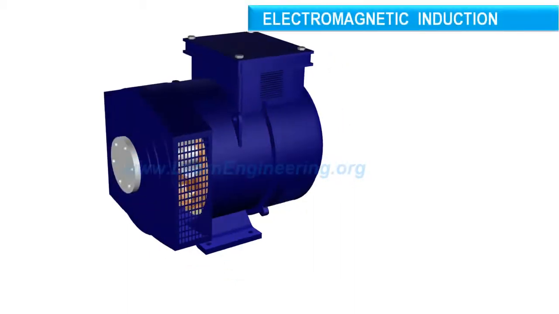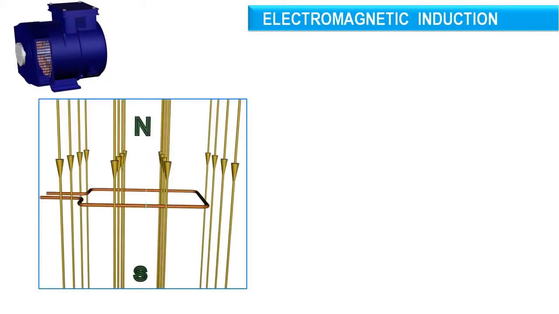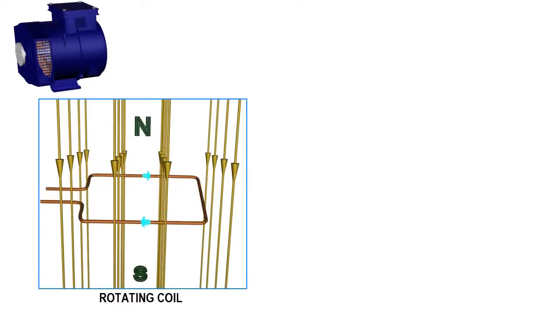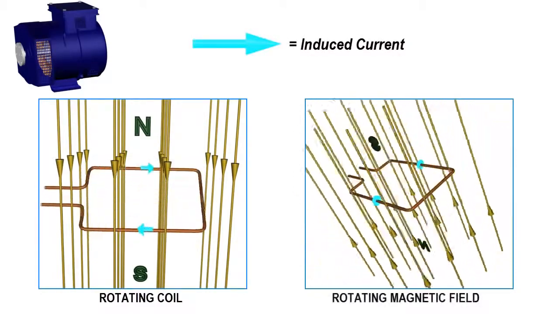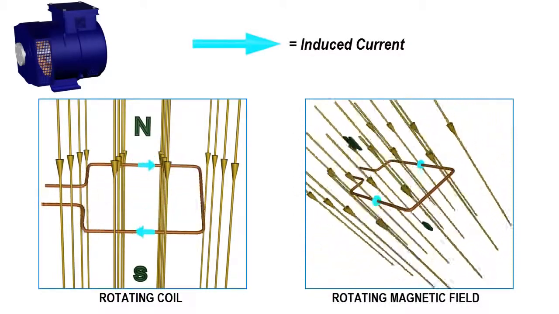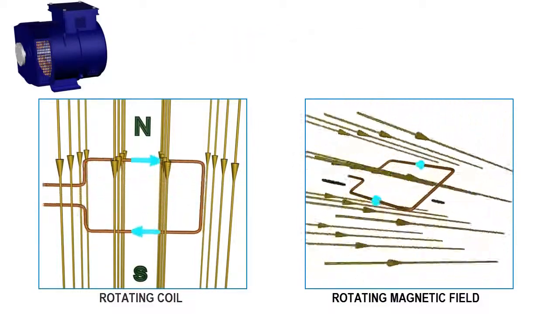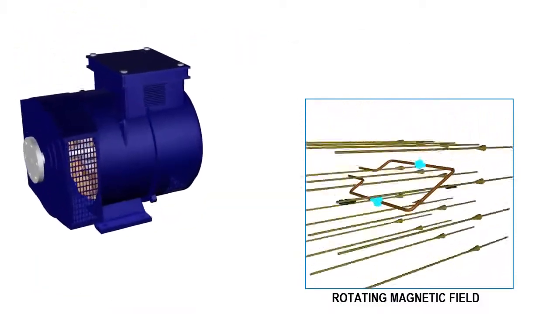To generate electricity in a coil, either the coil should rotate with respect to the magnetic field, or the magnetic field should rotate with respect to the coil. In the case of an alternator, the latter approach is used.